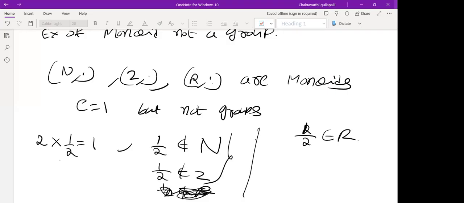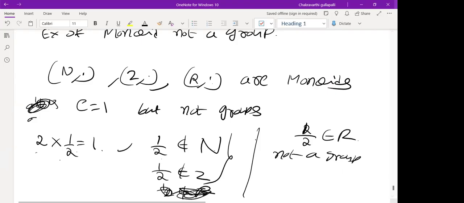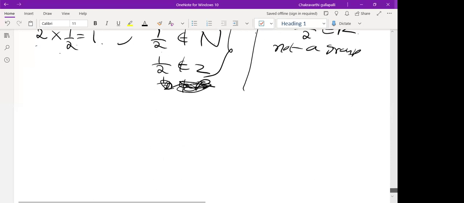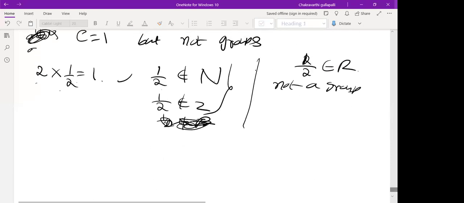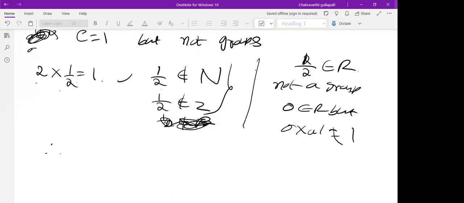In case of N and Z, for 2 the inverse is 1 by 2, but the inverse should belong to the given set. A prime does not belong to N, and does not belong to Z in case of 2. In case of R, 1 by 2 is there in R, but it is still not a group. Why? Every element has no inverse. Which element is not having inverse? 0, madam. 0 into something cannot be 1 for any A prime. Therefore, 0 does not have inverse. Every other element is having inverse.